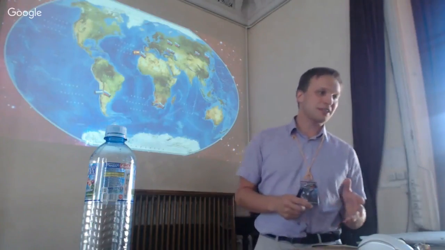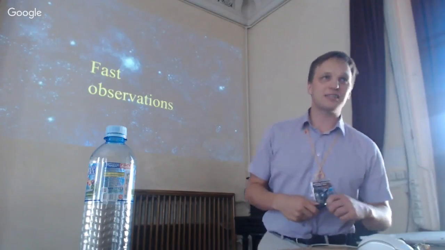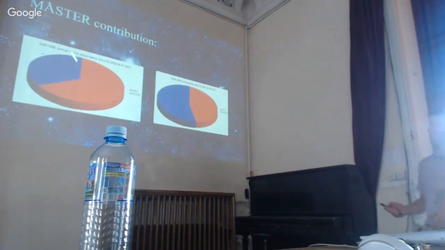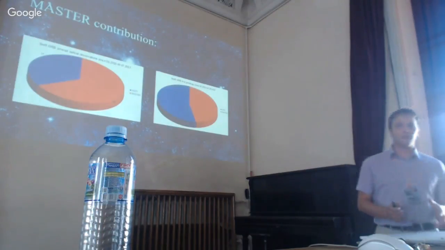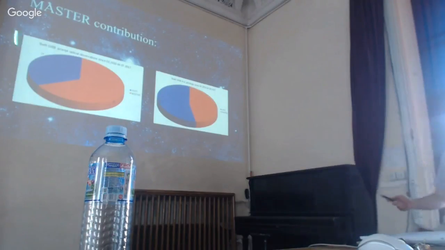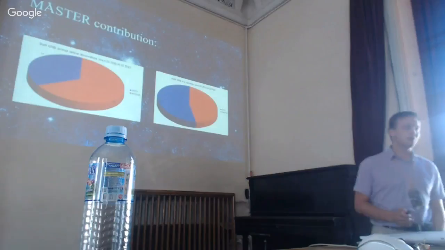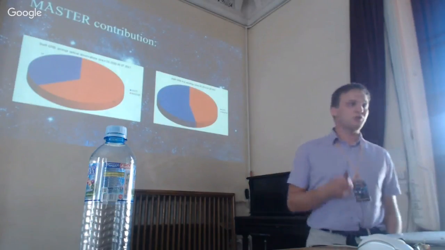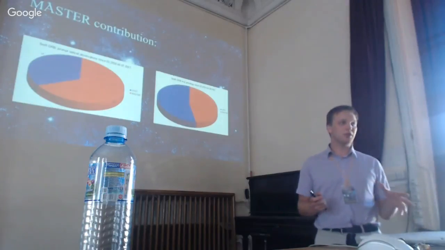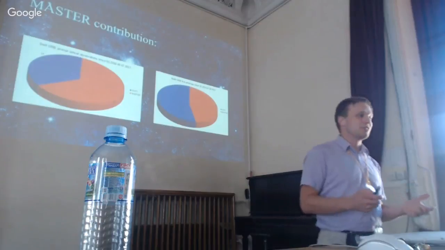The first task for us is fast observation of GRB coordinates which we receive from gamma satellites. As a result of this task, we could show it on that plot. Here is the MASTER contribution of fast pointing and prompt observations of gamma ray bursts. The left figure shows the MASTER contribution since the beginning of 2015 till now of observations of prompt gamma ray emission.